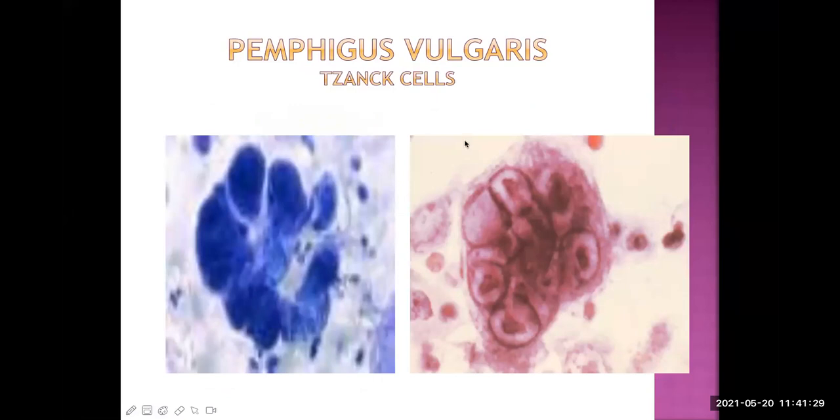These are the Tzanck cells or Tzanck preparation. Look how rounded they are. Usually epithelial cells are not this rounded, but after they separate from each other, they look like rounded cells.